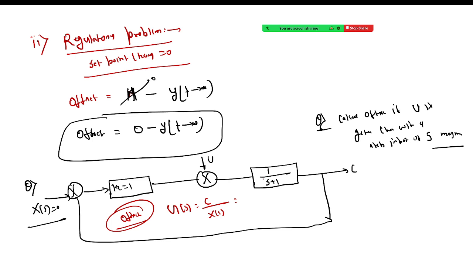So what is the transfer function? That is your 1 into 1 upon s plus 1 upon 1 plus 1 upon s plus 1, right? So finally you will see 1 divided by s plus 2, right? So this is your s plus 2. Is it clear?